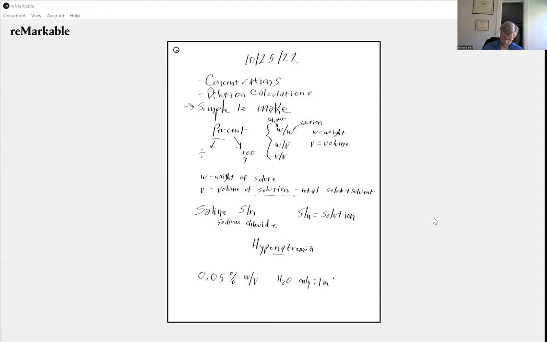Well, as it turns out, with the density of water, one milliliter is 1 gram. So how do you make 0.05%? Well, it means 0.05 grams. Take 0.05 grams of your sodium chloride and add it to 100 milliliters of water. Now, because we're talking about a percent, every time you make a percent, you multiply by 100.